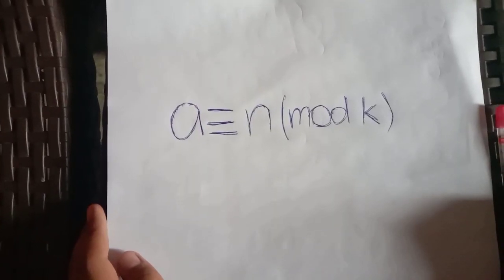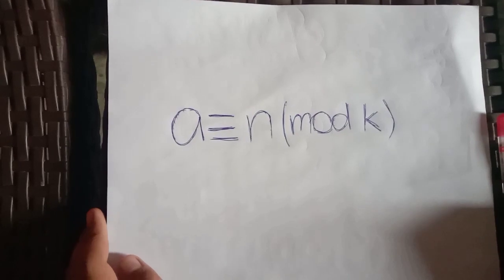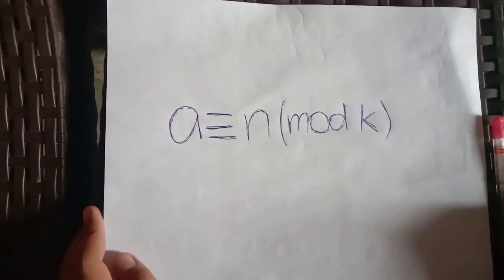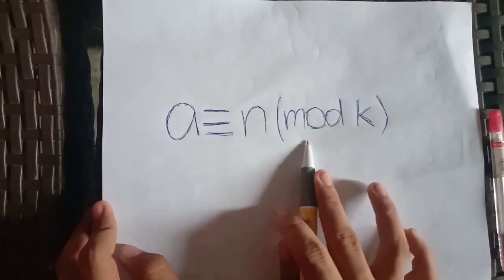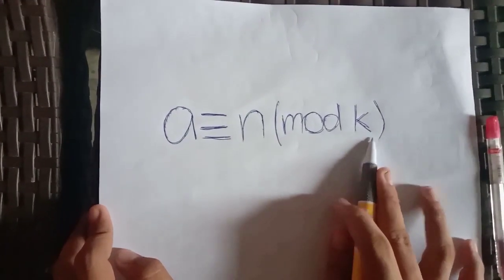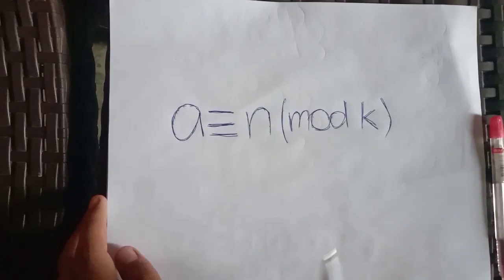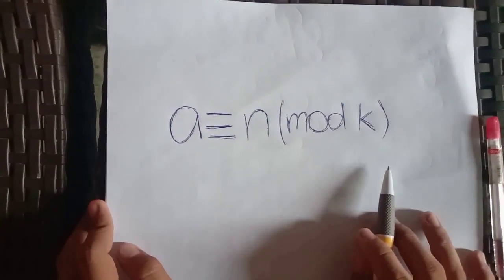So, how does modular division work? Let us find out and discuss these things one by one. So here is a modular congruence statement. It shows that A is congruent to N modulo K. A modular congruence statement has 5 parts.